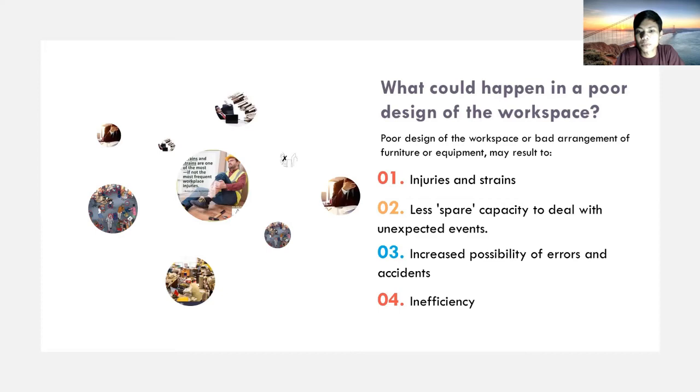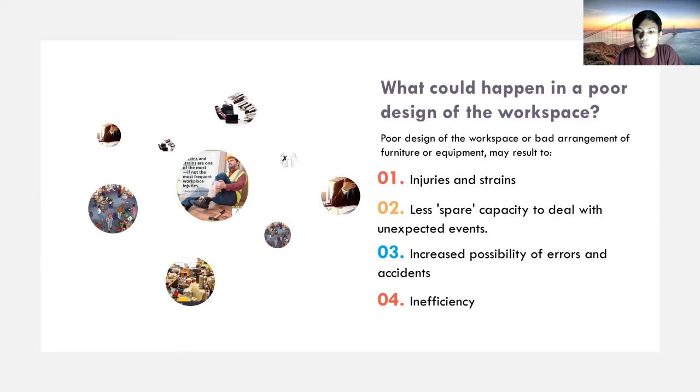And number 2 that could happen is less spare capacity to deal with unexpected events. Since the space is not enough to deal with unexpected events like emergencies, for example, there are not enough emergency exits. Aside from the adrenaline rush during emergencies, some people panic, so inadequate space could lead to improper evacuation. There is less spare capacity to deal with unexpected events because of inadequate space.